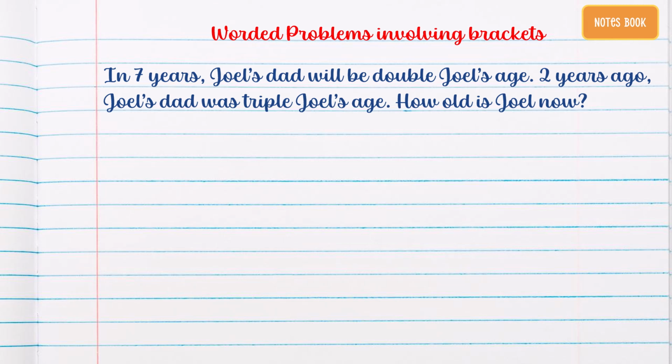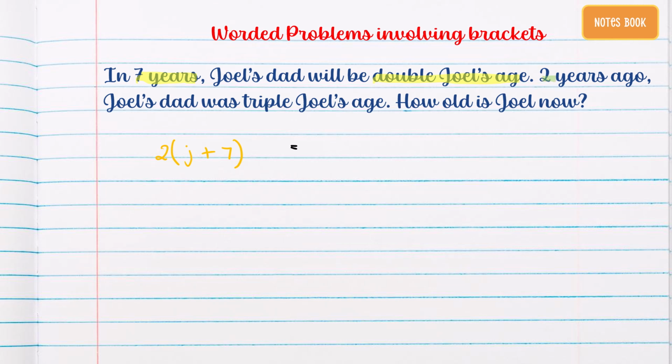Now, we can also use brackets to write out worded problems. Okay. We're going to start with the information that we have here, which is, let's say we've got Joel, we want to figure out Joel's age. In 7 years, Joel's dad will be double Joel's age. So if I was to write this out, I've got in 7 years, so J plus 7 being in 7 years, and he'll be double Joel's age. So all of that is going to be multiplied by 2, okay?